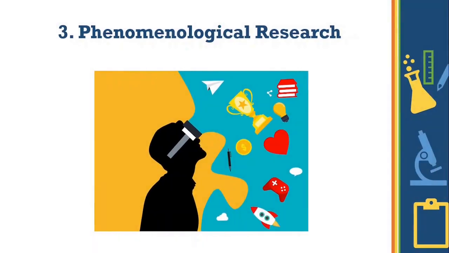The third one is phenomenological research. Through phenomenological research, a researcher is able to study a phenomenon or an event by exploring and studying the subjects who have lived, who have been through that phenomenon. Or, in other words, a researcher is able to study that phenomenon through the lenses of the person who has actually experienced that phenomenon in their daily life.